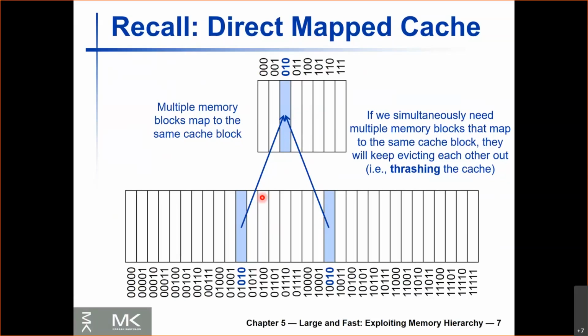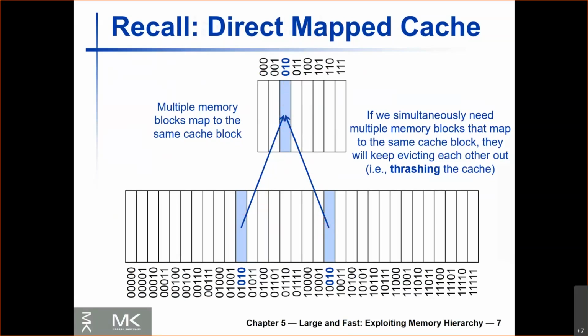So what we'd like to do is design a cache that helps us avoid, to the extent possible, this behavior of constantly bringing blocks in and out just because they conflict on the cache block. And to do that, we're going to add associativity to our caches.